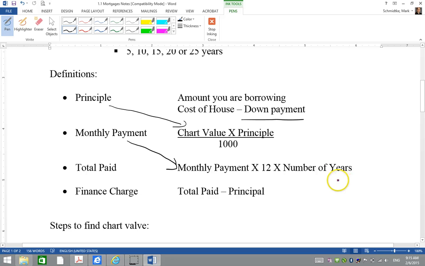And the next thing we need to look at is our finance charge. How much extra money will the bank actually make off of us? So we take our total paid, which we just calculated, and we subtract the amount we borrowed, our principal. And that is the extra money the bank has given us, or we're giving the bank.